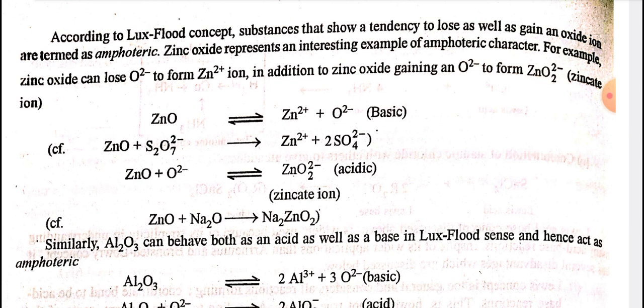According to the Lux-Flood concept, substances that show a tendency to lose as well as gain an oxide ion are termed amphoteric. Zinc oxide represents an interesting example of amphoteric character. For example, zinc oxide can lose an oxide ion to form the zinc 2+ ion, in addition to zinc oxide gaining an oxide ion to form the zincate ion. Similarly, Al2O3 can behave as an acid as well as a base in the Lux-Flood sense and hence can act as amphoteric.